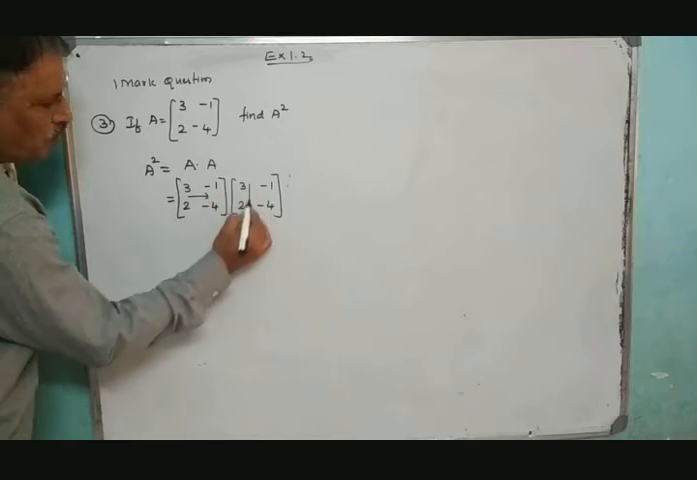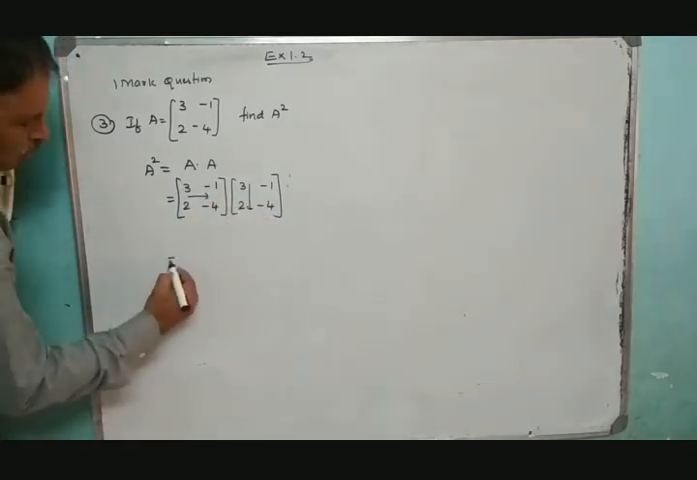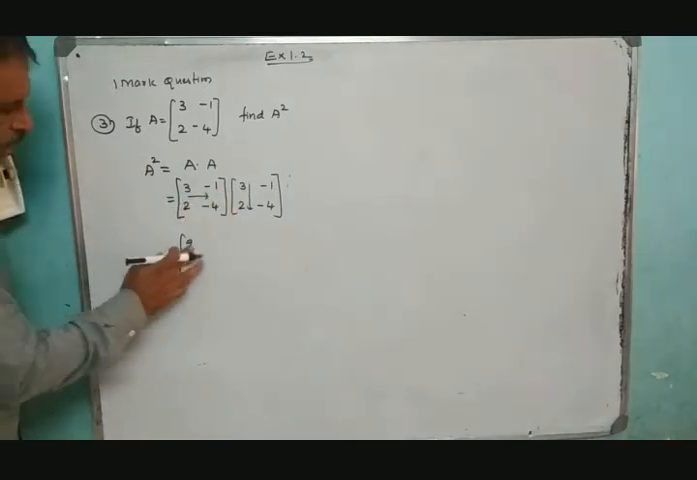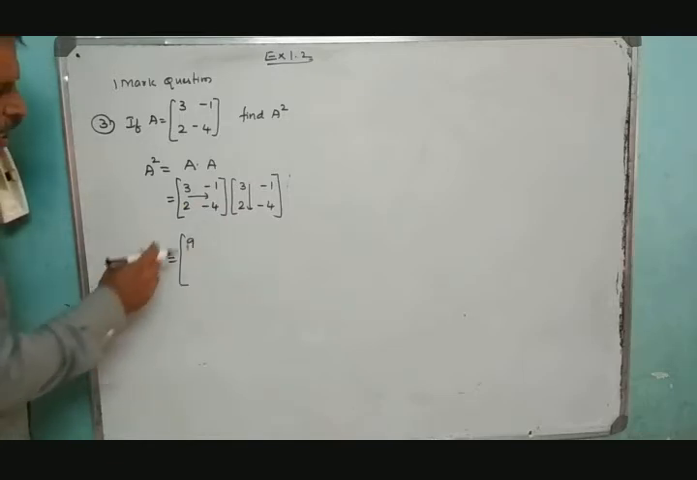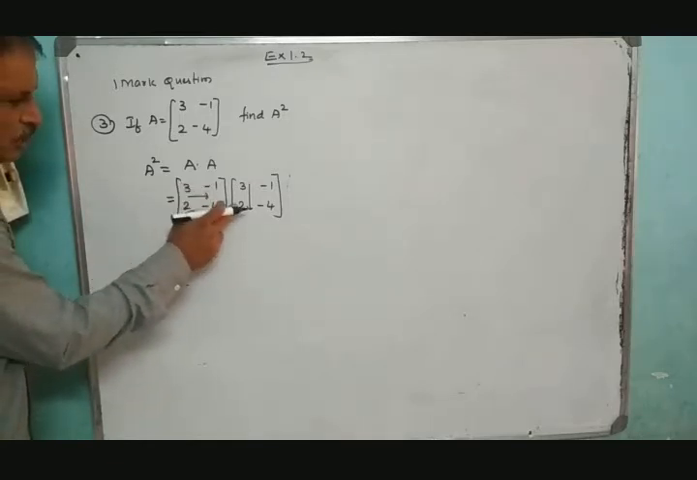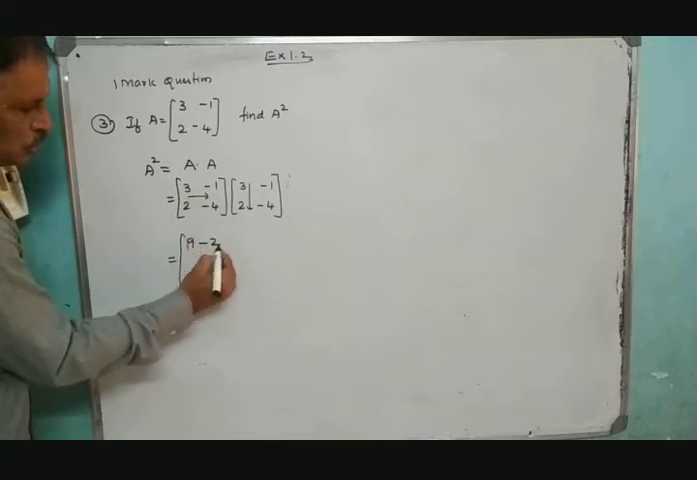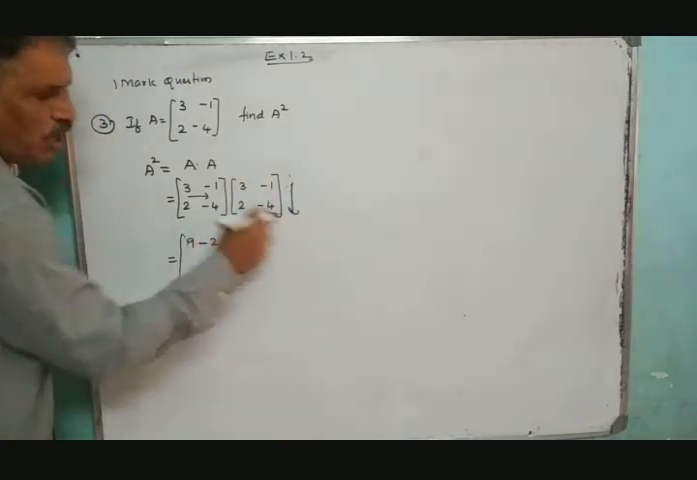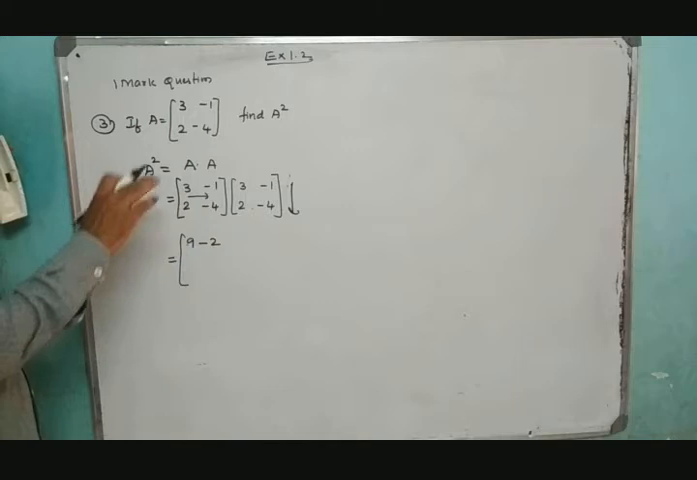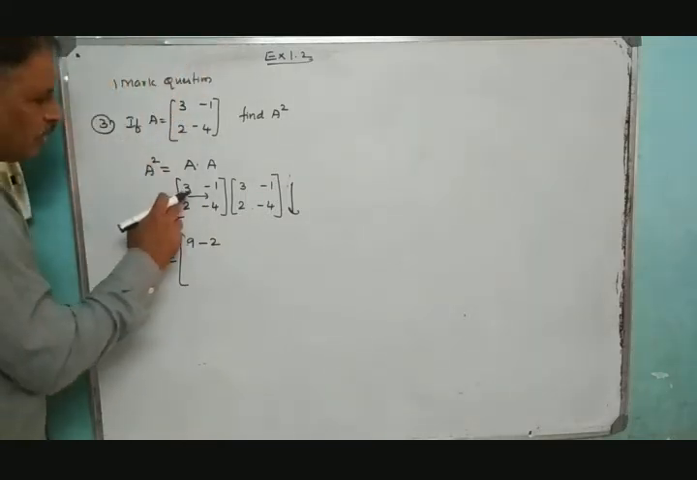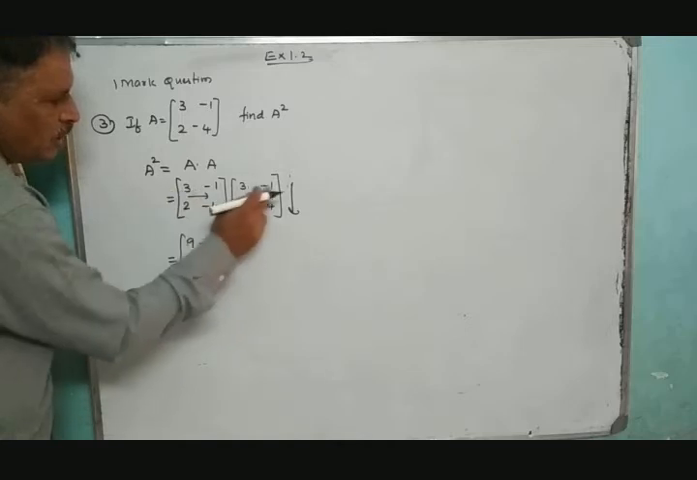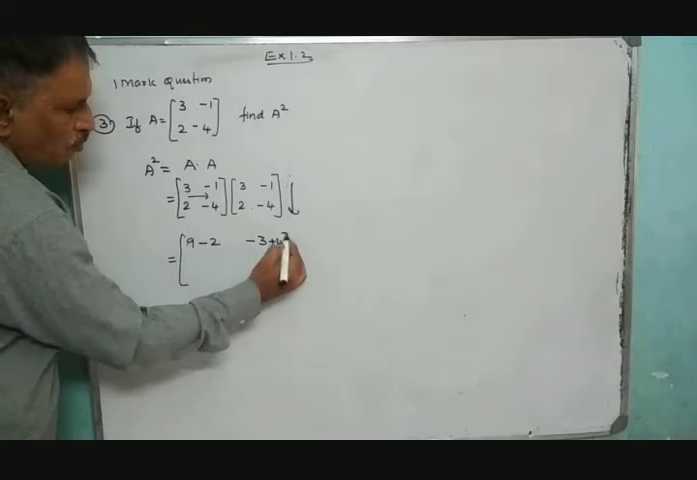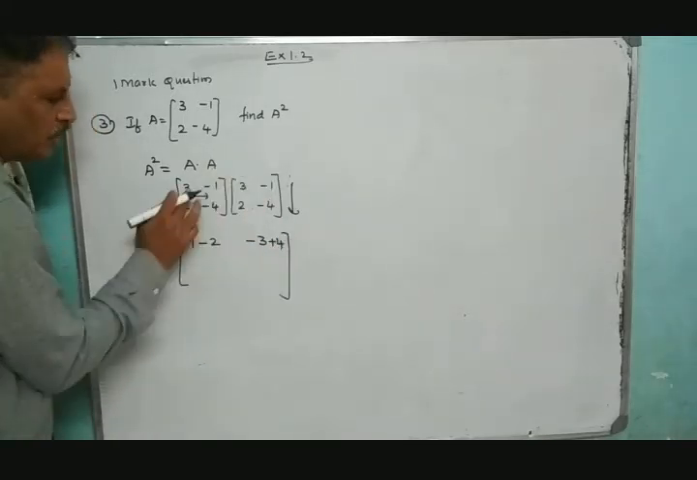Then first row, first column. 3 threes are 9. Minus into plus, minus: -1 into 2 is -2. I have written this directly for first row, first column. Next, the first row has one more column also. You should do this for all the columns: first row with all the columns, second row with all the columns, like that. 3 into minus, minus: 3 ones are -3. Minus into minus, plus: -1 into -4 is 4. The first row is finished with the first column as well as the second column.